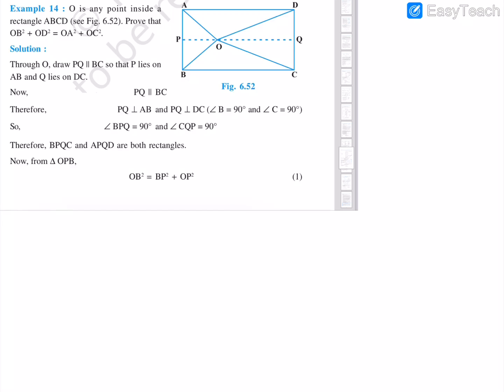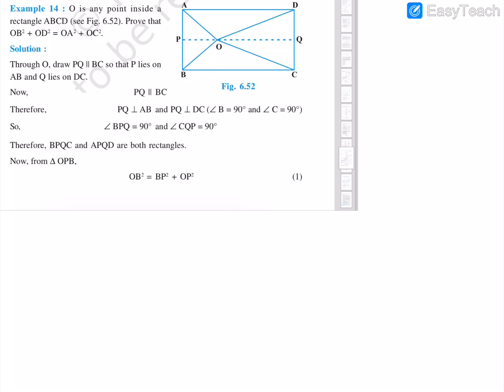Now we are left with example number 14. O is any point inside the rectangle ABCD, prove that OB square plus OD square is equal to OA square plus OC square. Obviously we need right angle triangles to prove our case. So here in this rectangle they have triangles, but these are not right angle triangles.